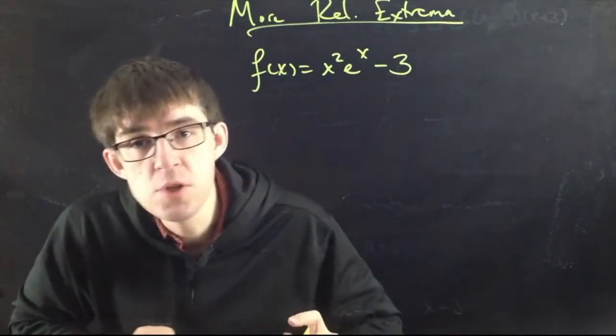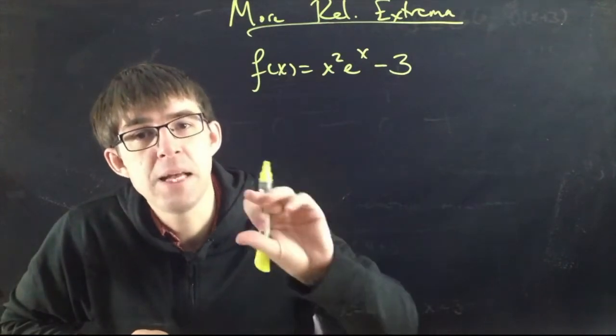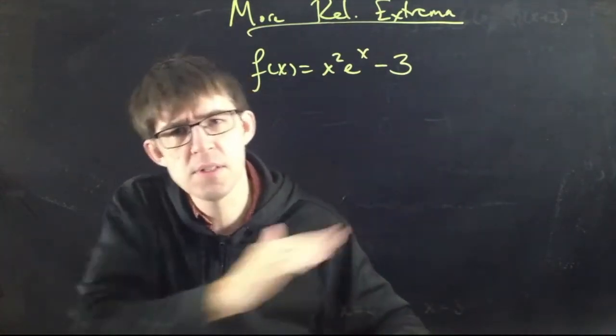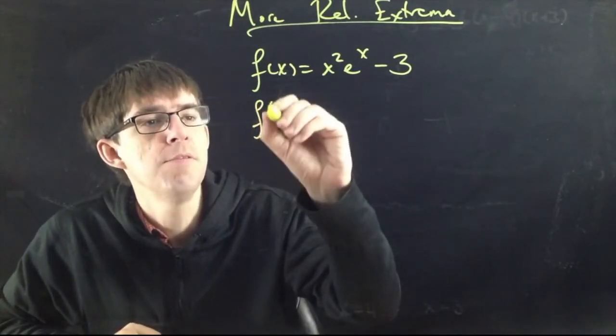I hope you remember the procedure here. You take the derivative, simplify as much as you can, find the critical numbers, make that chart, and then you look at whether it goes plus to minus or minus to plus. That's how you tell if they're minimum or maximum. Let's do it. We begin by taking the derivative.